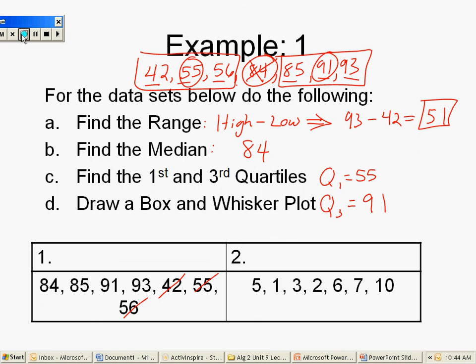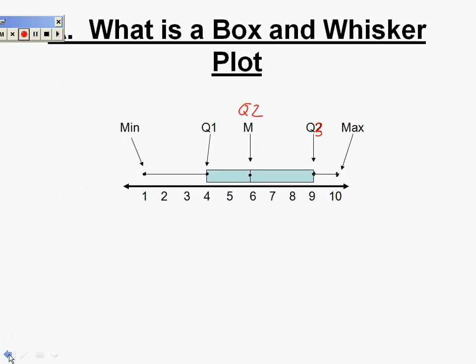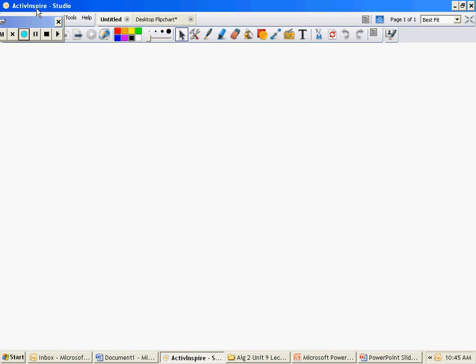Now we're ready for our box and whisker plot. From the graph that we got in the last slide, you see we're going to need 5 specific numbers: the minimum number, the first quarter, the median, the third quarter, and the maximum number. So I'm going to switch over here to another slide.